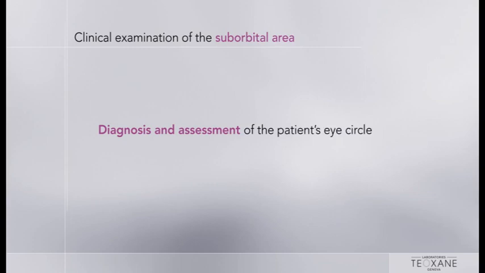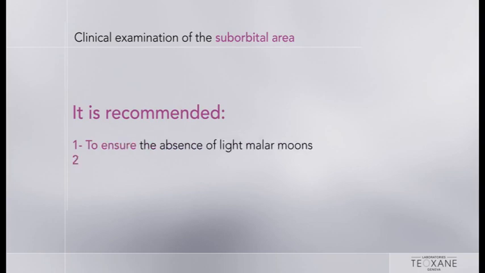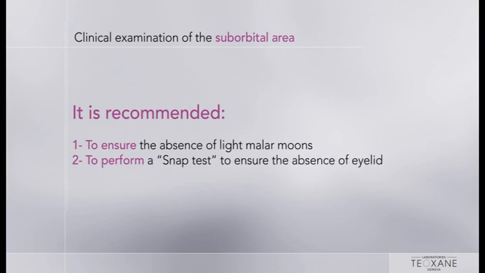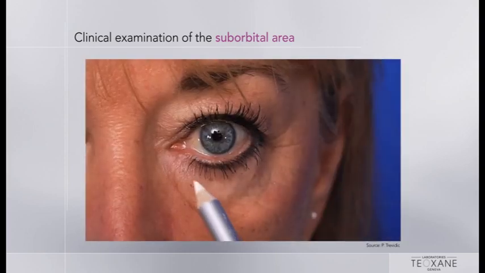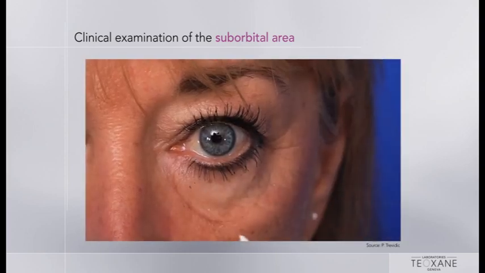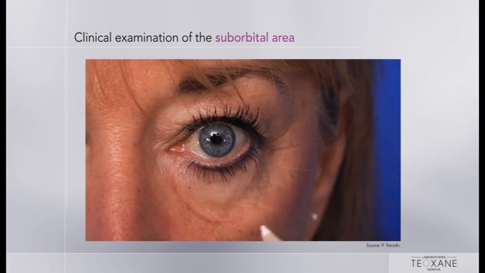Before any injection, diagnosis and assessment of the patient's dark circles, tear trough, and palpebromalar groove must be done in a semi-sitting position. It is recommended to ensure the absence of malar bags and to perform a snap test to ensure the absence of eyelid hyperlaxity. Eyelid skin laxity is a contraindication to the injection of dark circles. The malar pocket is one of the signs.